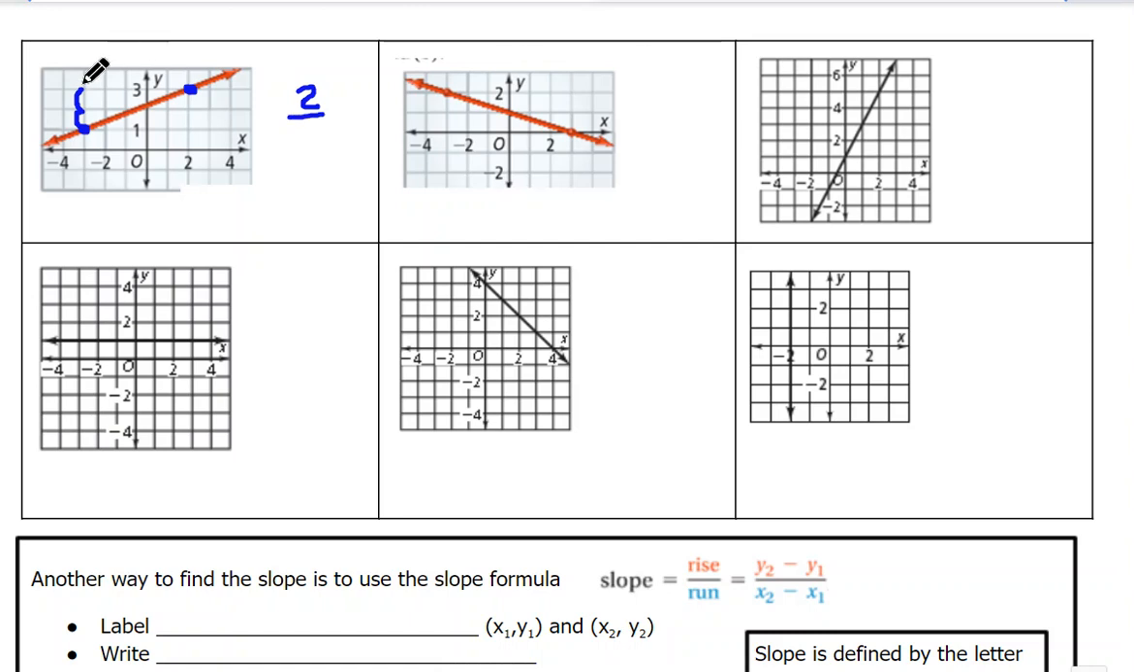So the bottom part of my fraction is how many lines I have to count over. So let's see here. I have to count over 1, 2, 3, 4, 5. So my slope for this line would be 2 over 5.